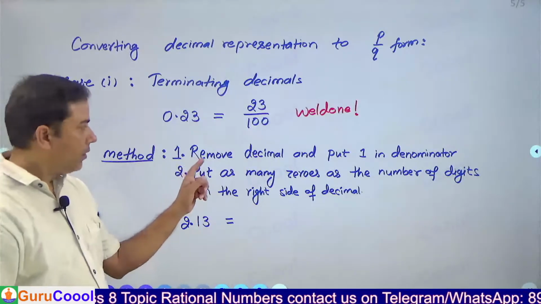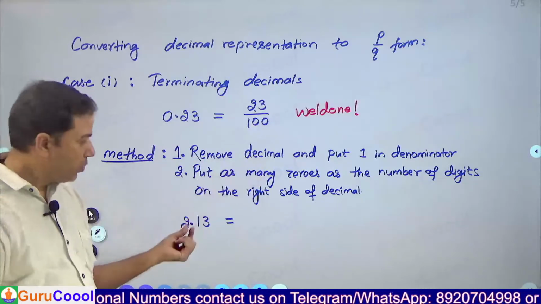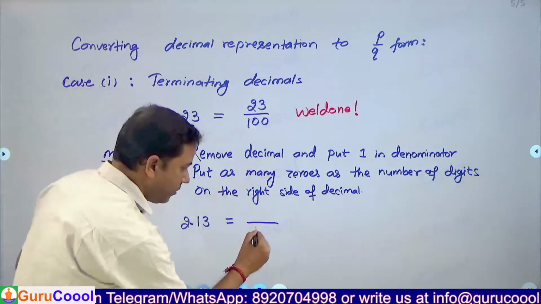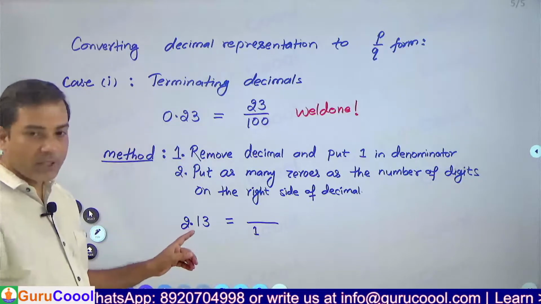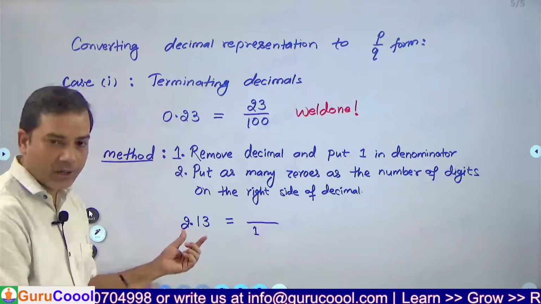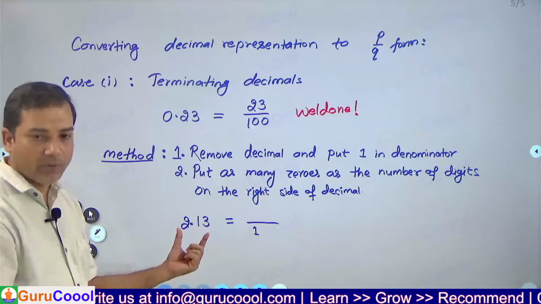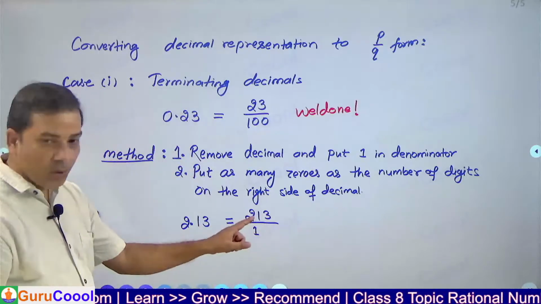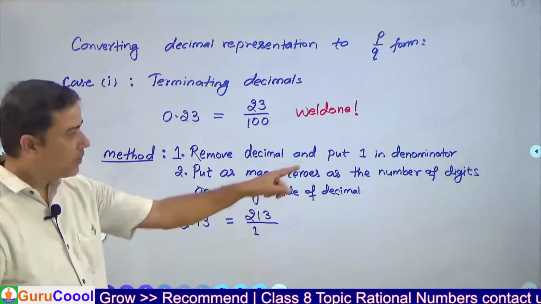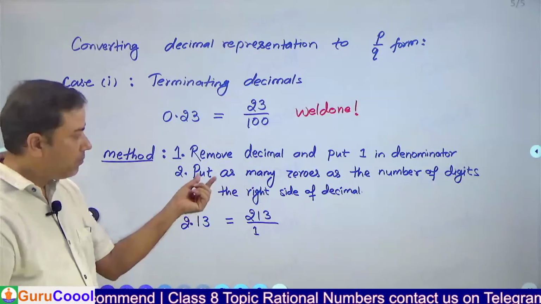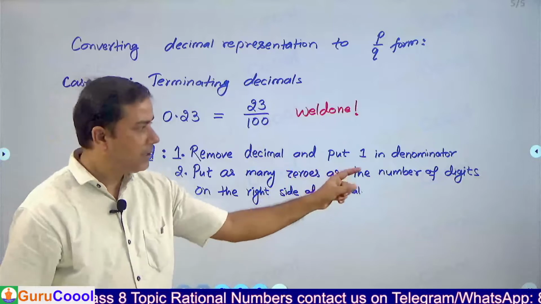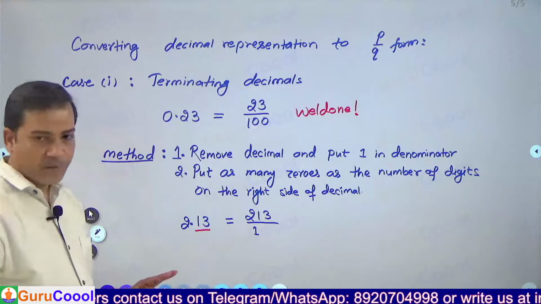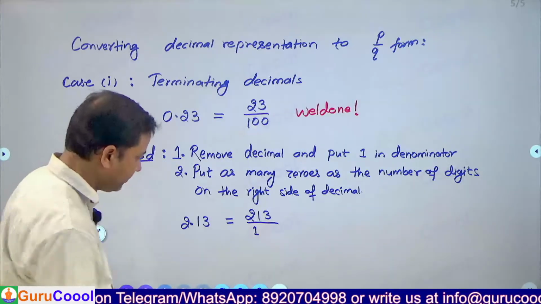See, remove the decimal and put 1 in the denominator. I removed the decimal, and what remains after removing the decimal? 213. That will go to the numerator. First step done. The second step says put as many zeros as the number of digits on the right side of the decimal. On the right side of the decimal we have 2 digits, so we have to put 2 zeros here. Done.